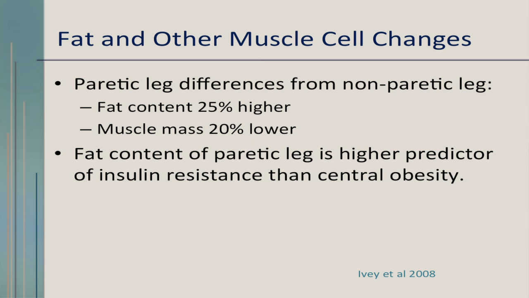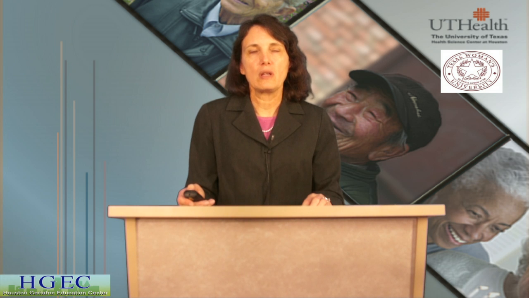They also found that the paretic leg, when compared with the non-paretic leg, showed fat content to be 25% higher in the paretic leg and muscle mass to be 20% lower. They also found that the fat content of the paretic leg is a higher predictor of insulin resistance than central obesity. And we know that central obesity is a huge predictor of insulin resistance and other metabolic problems.